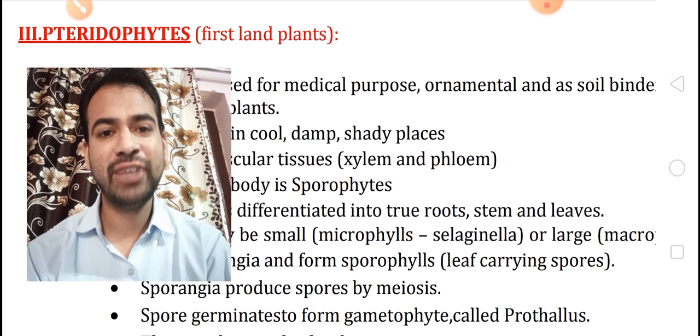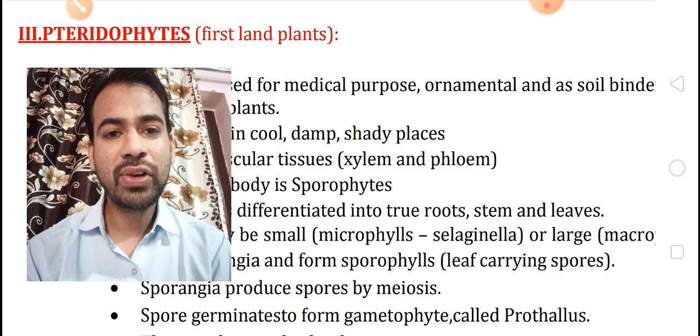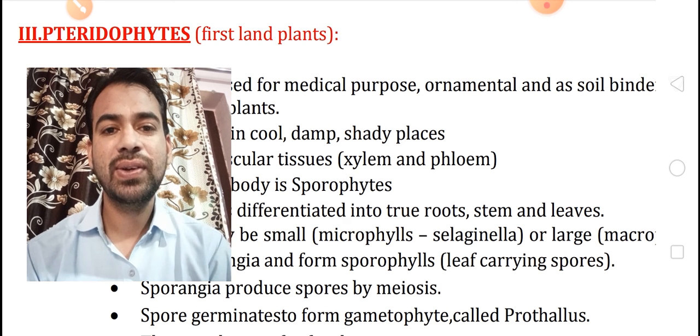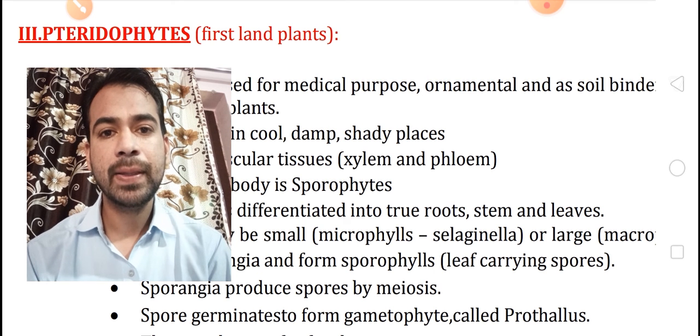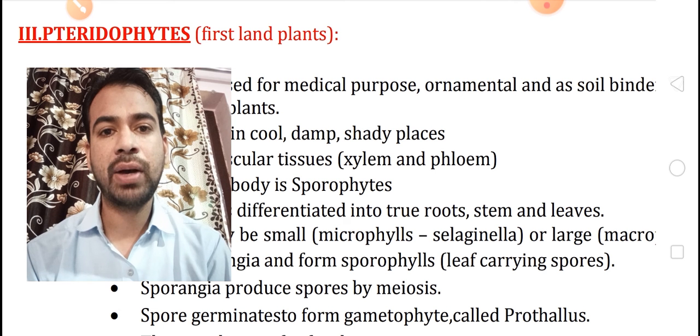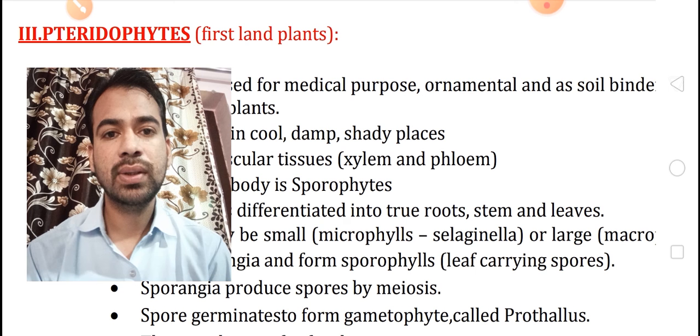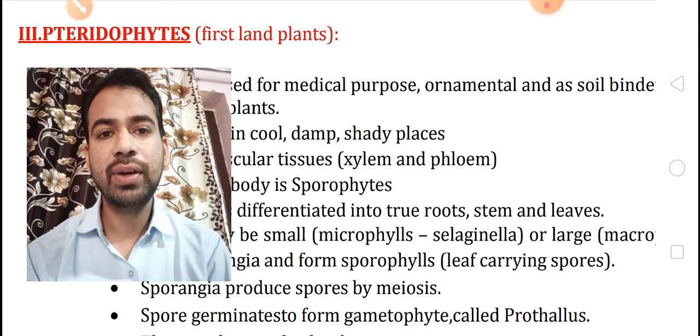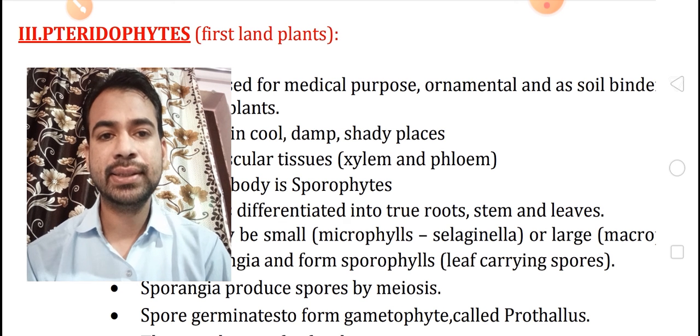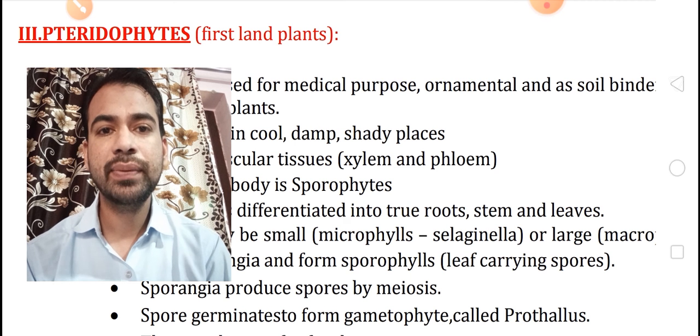Children, in the previous videos, we were discussing chapter number 3, that is the plant kingdom. In this chapter, we have discussed Thallophyta, that is algae, and bryophytes. Now, in this video, we will cover the third part, that is Pteridophytes or Pteridophyta. The P is silent here, so it is Pteridophyte. It is the first land plant.